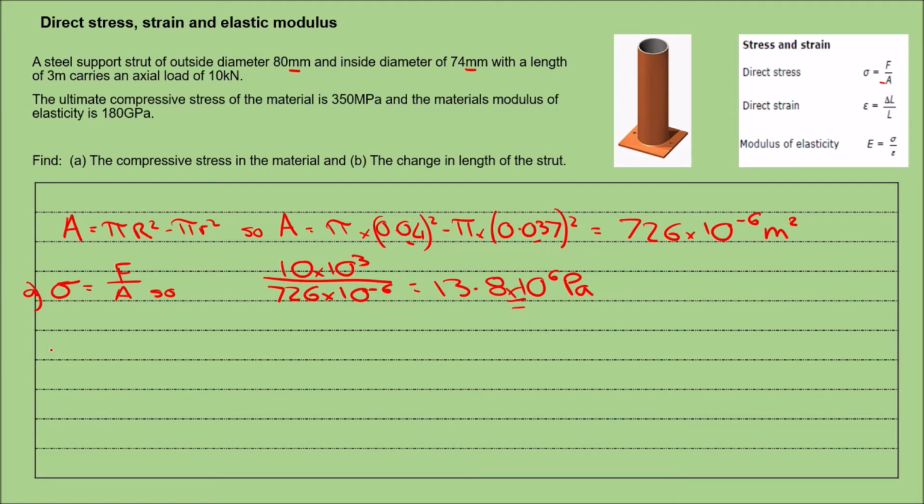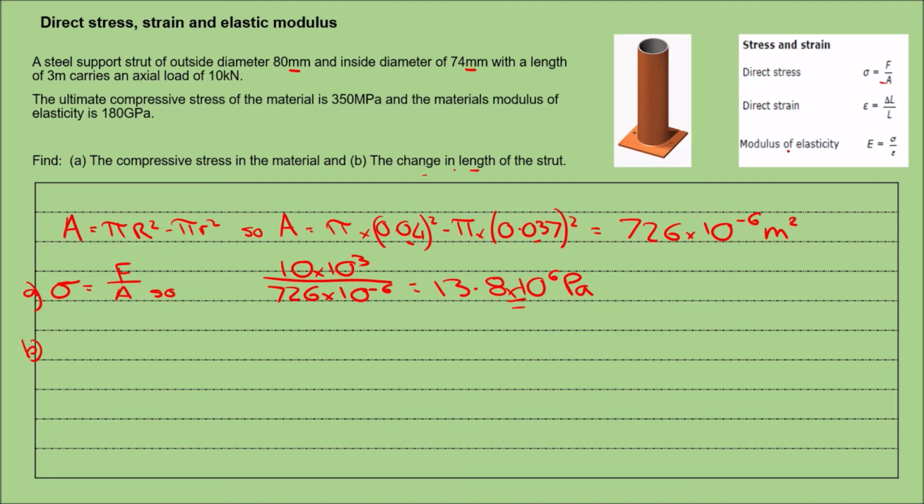Next thing we're going to do is start to look at the change in length of the strut. So we apply a load to this object, it's going to get squashed. How much is it going to get squashed by? That's what we're working towards solving here. Now to do that, we're going to need both of these formulas. We're going to need strain and modulus of elasticity.